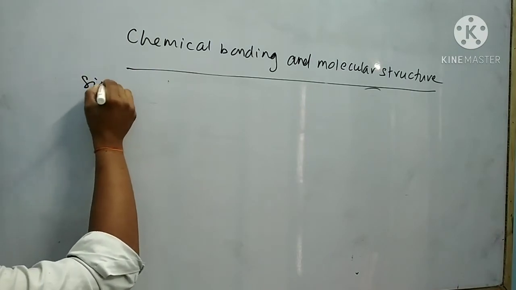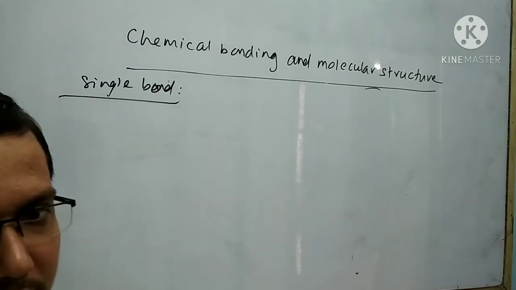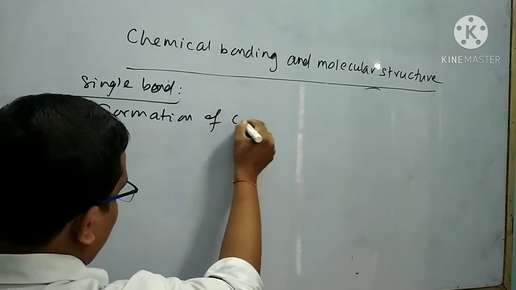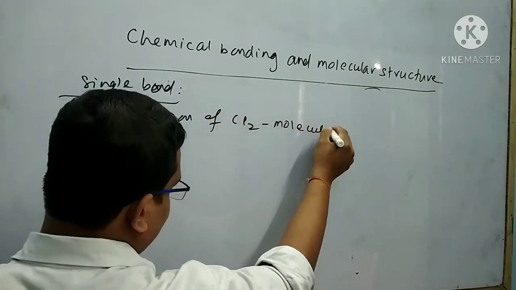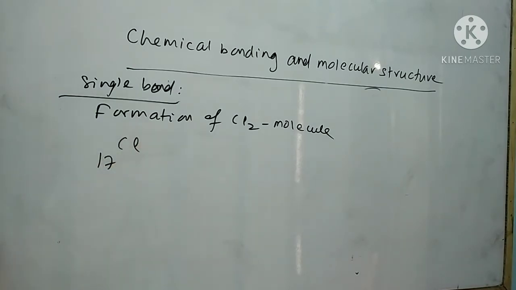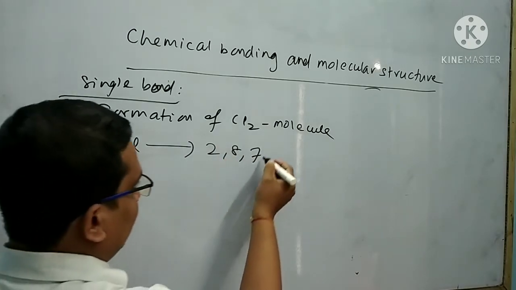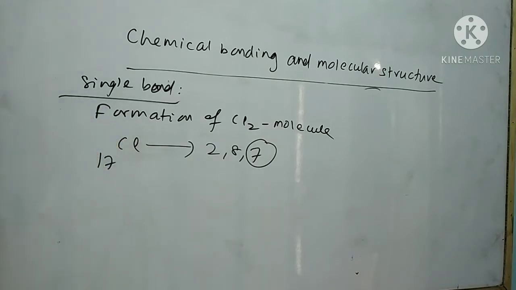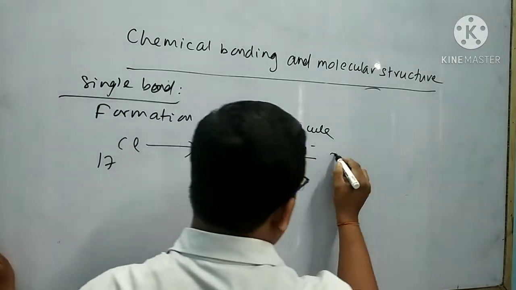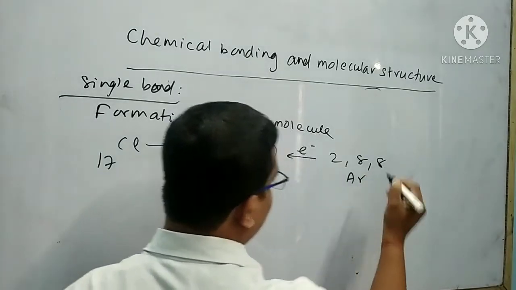Let me explain the single bond with an example. Suppose I think about the formation of Cl2 molecule. The atomic number of chlorine is 17. The electronic configuration of chlorine is 2, 8, 7. Look at that, here 7 electrons are present in the valence shell. It needs 1 electron to attain the stable electronic configuration of the nearest noble gas, that is argon.